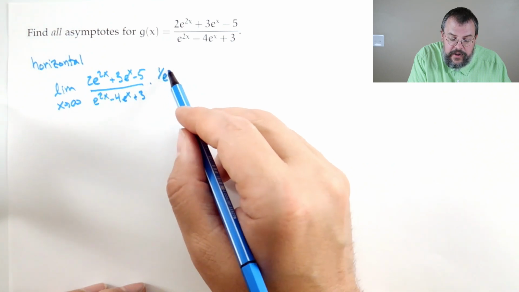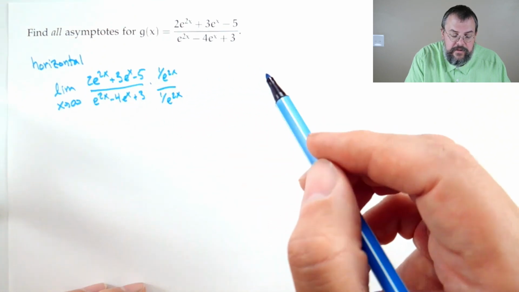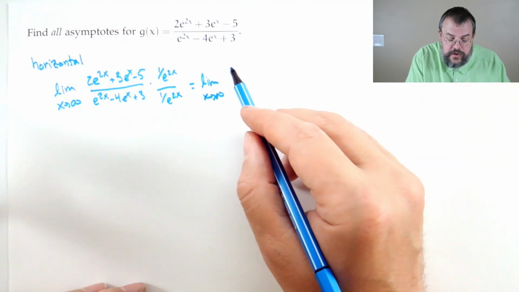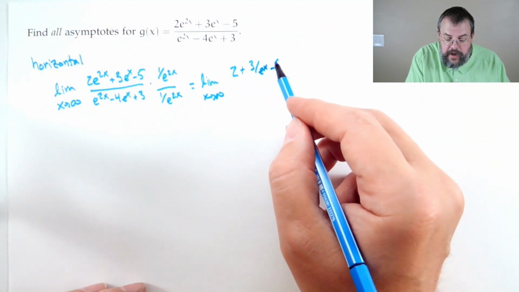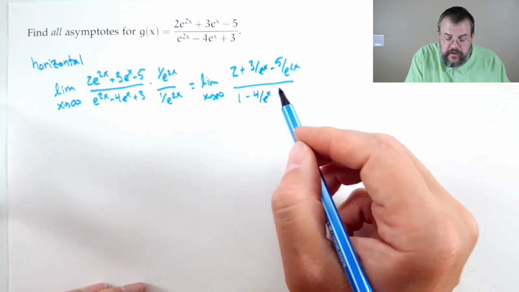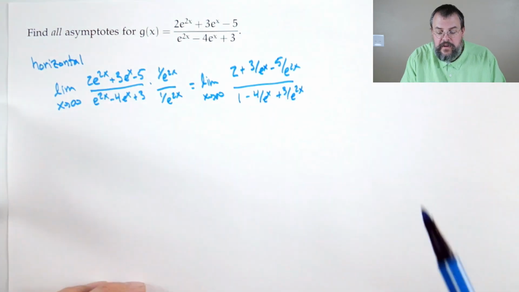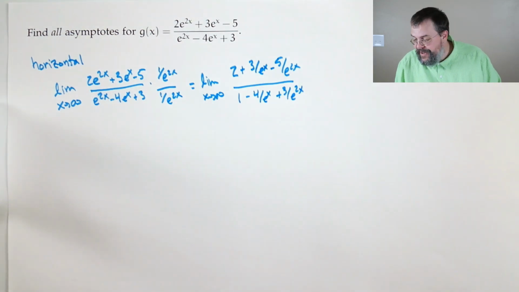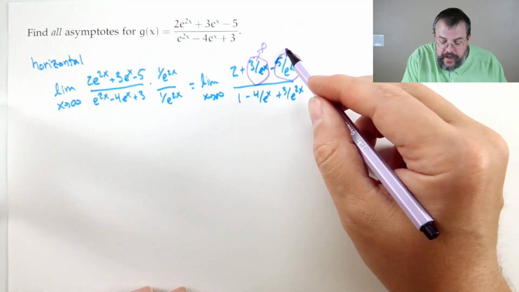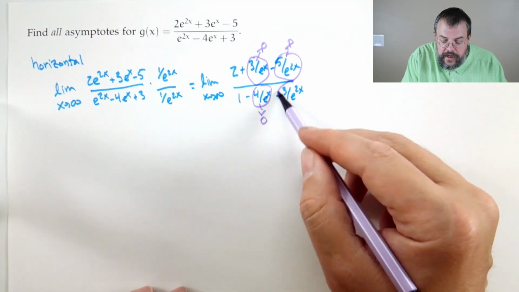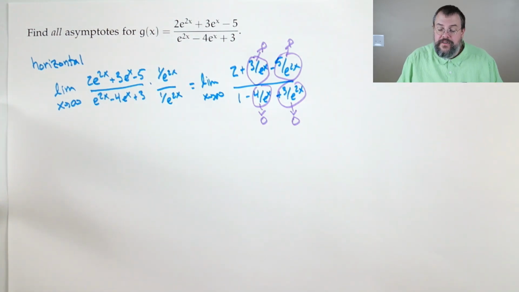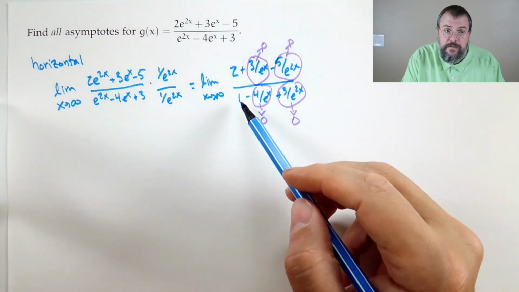So divide out by the growth, 1 over e^(2x), 1 over e^(2x). And what do you get? You get the limit as x heads to infinity of, upstairs, 2 plus 3 over e^x minus 5 over e^(2x). Downstairs, you get 1 minus 4 over e^x, and then plus 3 over e^(2x). And now we're like, hey, this is a good situation for us, because we're seeing pieces that are going to be small. Everything with an e^x or an e^(2x) downstairs is going to go to 0, and we're left with just the 2 and the 1. So it's 2.